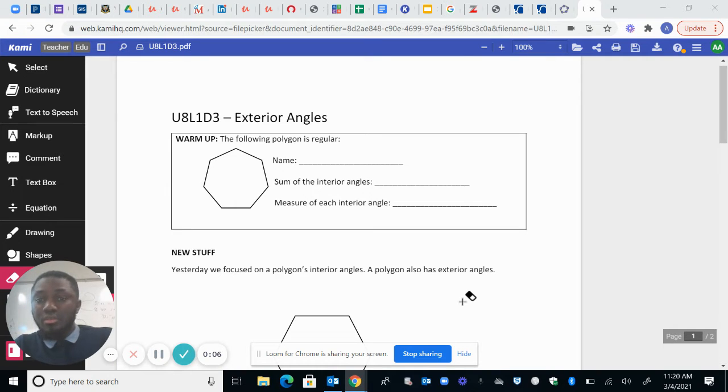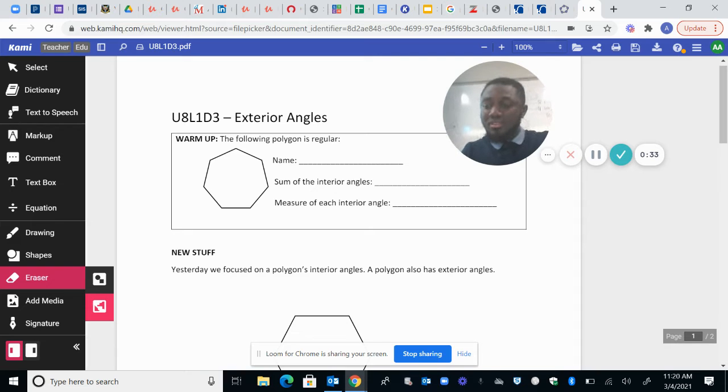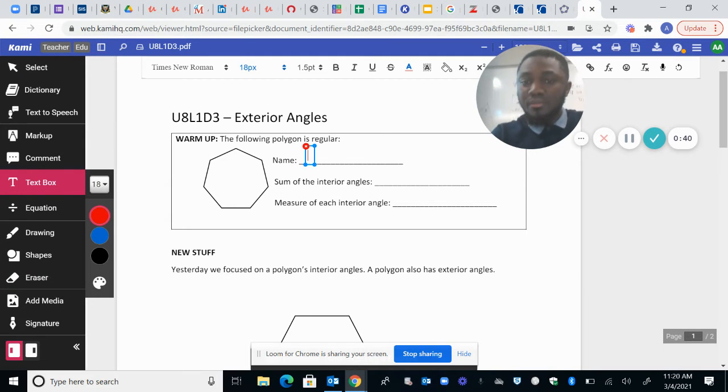Today we're gonna talk about exterior angles of a polygon, especially a regular polygon. As a warm-up, last time we talked about the interior angle of a regular polygon. So just to warm up for the beginning of this lesson, we're gonna look for the name of this particular polygon.